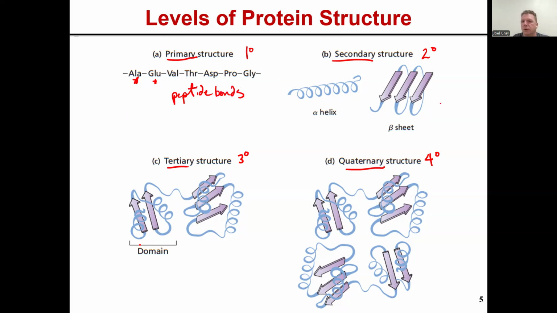Your secondary structure is stabilized by backbone H bonds, hydrogen bonds. Your tertiary structure is stabilized by R group interactions. But one key point is there is but one polypeptide.